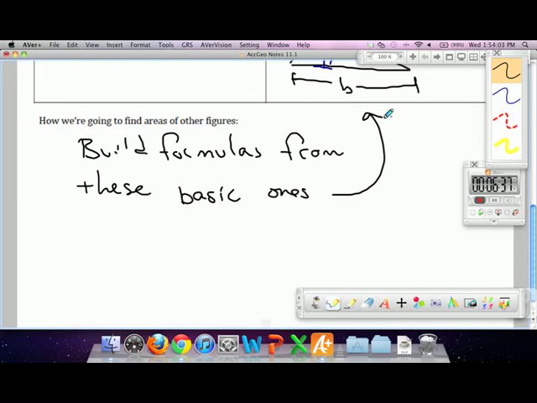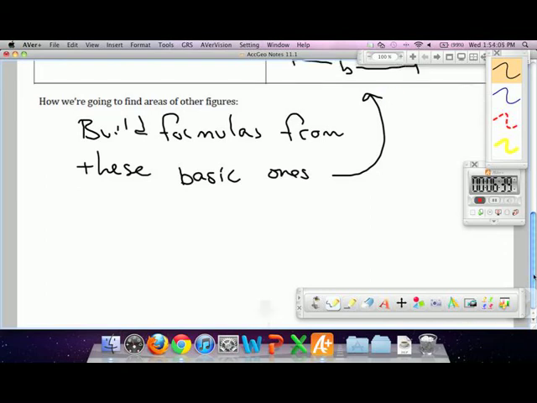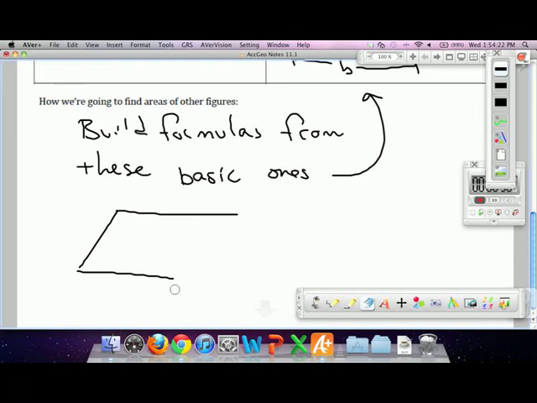Specifically, let's look at a parallelogram. So, let's see, let's draw one. Can I draw one? Probably not. That is not parallel. That's a lot closer.